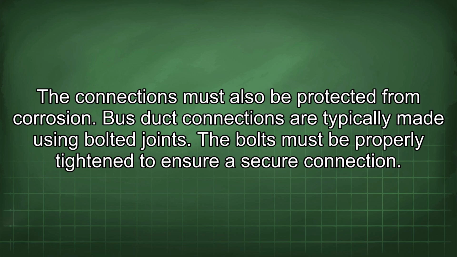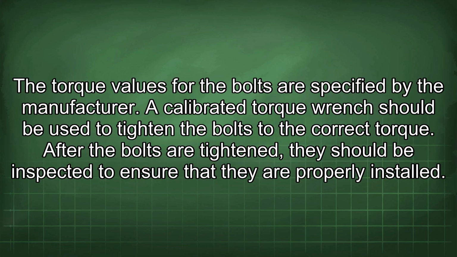Bus duct connections are typically made using bolted joints. The bolts must be properly tightened to ensure a secure connection. The torque values for the bolts are specified by the manufacturer. A calibrated torque wrench should be used to tighten the bolts to the correct torque. After the bolts are tightened, they should be inspected to ensure that they are properly installed.